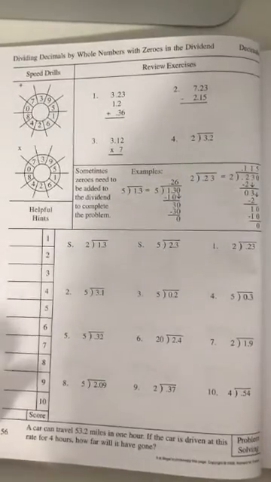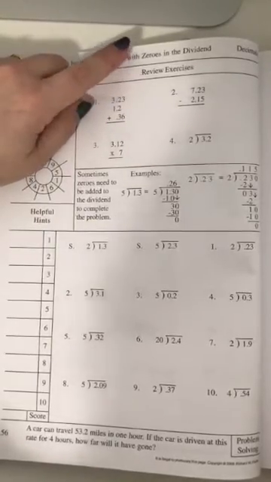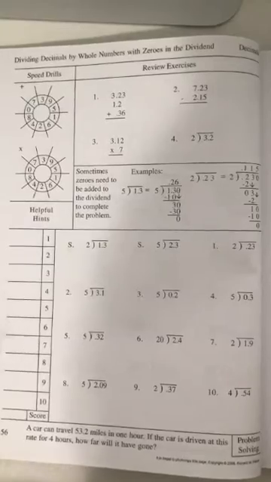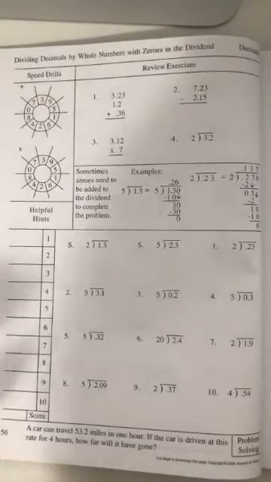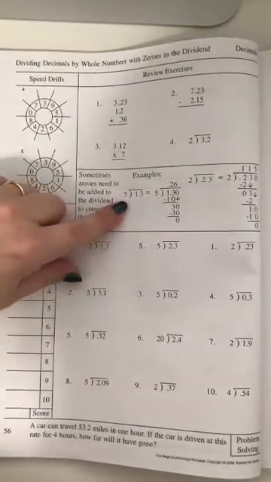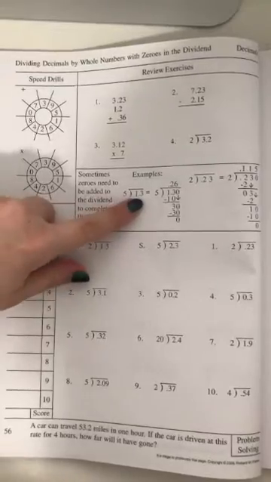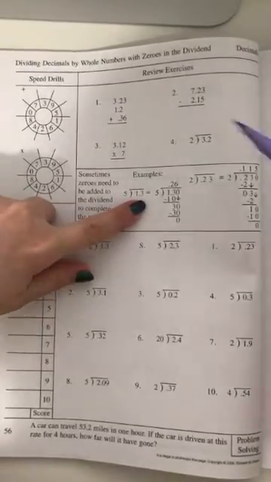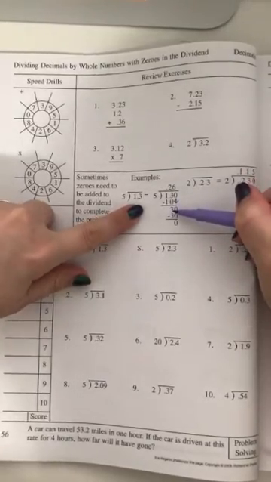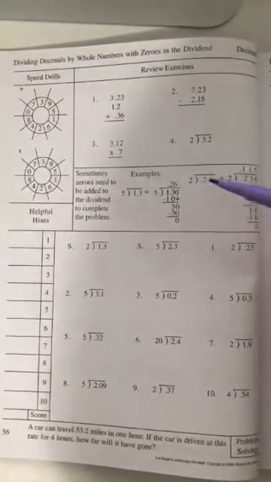Whole numbers, and this time with zeros in the dividend. So what that means is we may have to add zeros to our problem to complete them. So if we have a problem like this one, in this example, 5 going into 1.3, we would need to add a 0 because we're going to be left over with a number on the bottom. And I'm going to show you how that works.